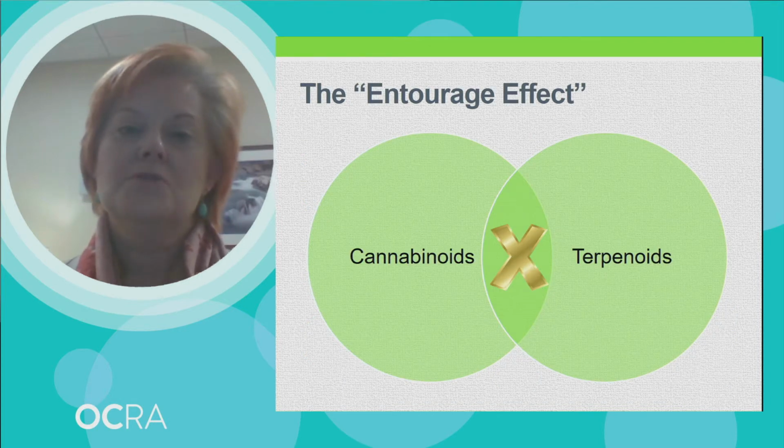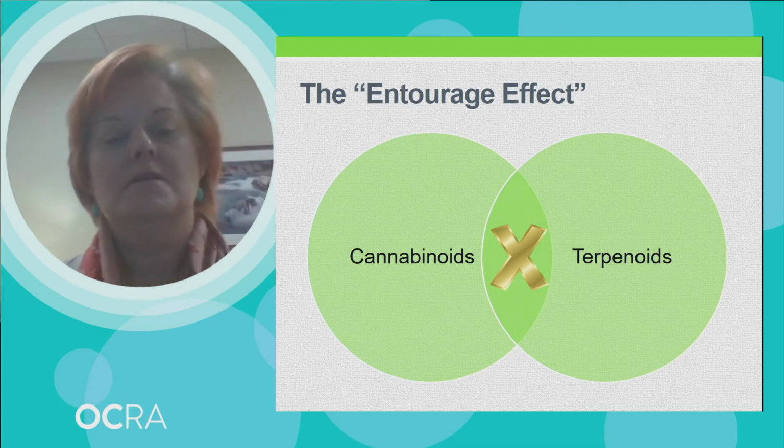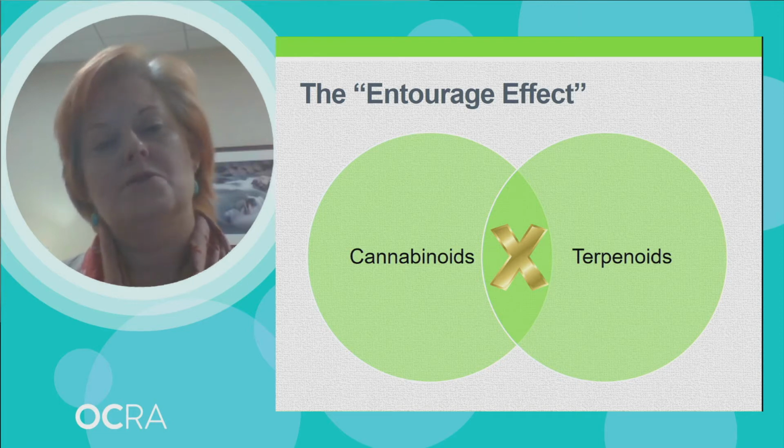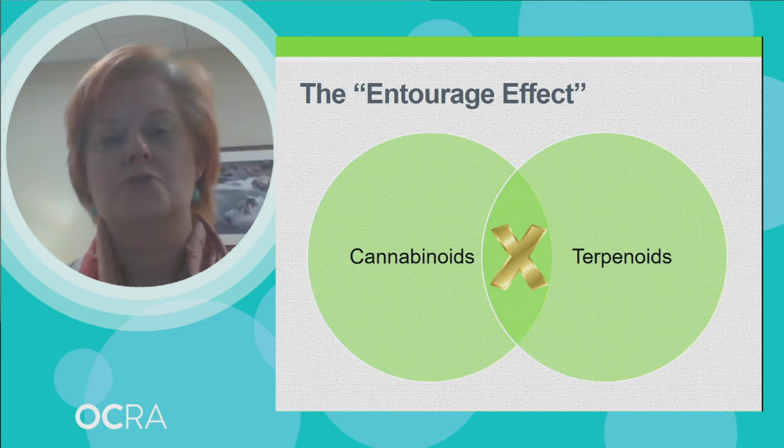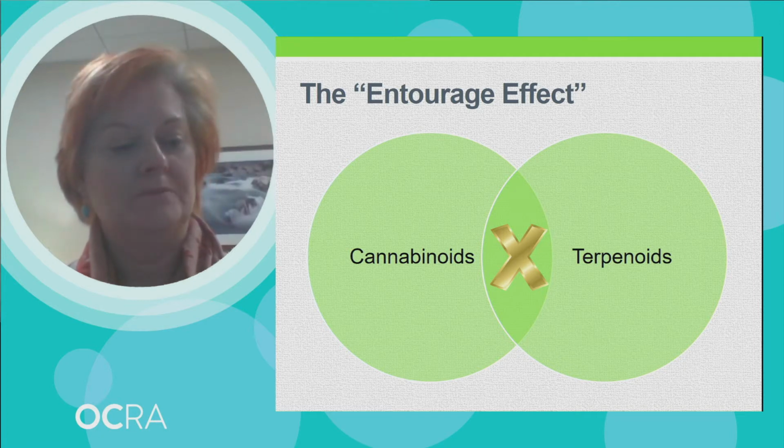So a lot of folks who really want to see cannabis used as a whole product, they're interested in what is often termed the entourage effect, and it's the intersection between cannabinoids and terpenoids in that sort of sweet spot in the middle, where the two of those chemicals come together and they create a more synergistic or a holistic effect on the body.